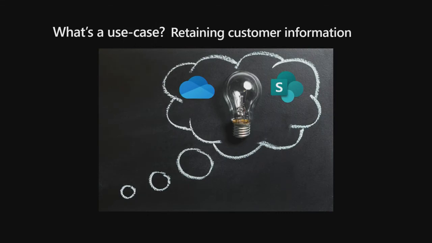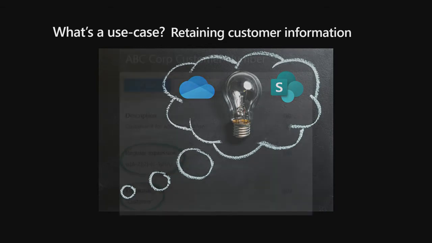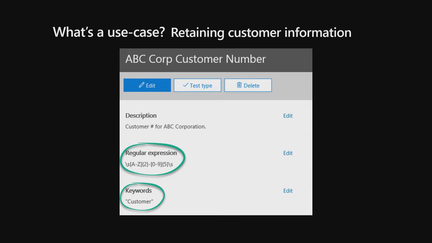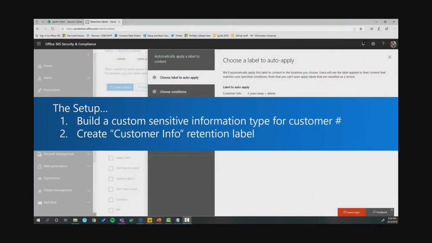So a great use case for this is retaining customer information. If you had a custom sensitive information type for your own organization, you could do that. In this case, we're ABC Corp, and we've defined a custom sensitive information type for our own customer number. It's a regular expression, needs to be near the word customer, whatever the rules are, okay? Once we know this, we can use it in a rule to apply a retention label. The setup for this is, of course, you have to build your custom sensitive information type in advance. Then you create your retention label with whatever your retention requirements are, and then you link the two together.